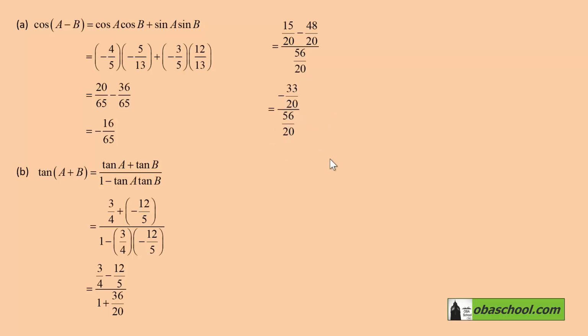We're dividing fractions, so we turn the bottom one upside down and multiply. The 20s cancel, and we end up with negative 33 over 56. You could just cancel the 20s here if you like.